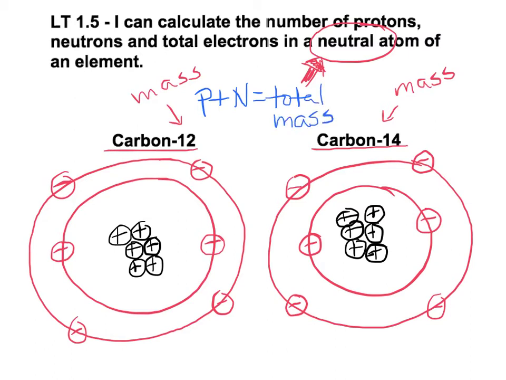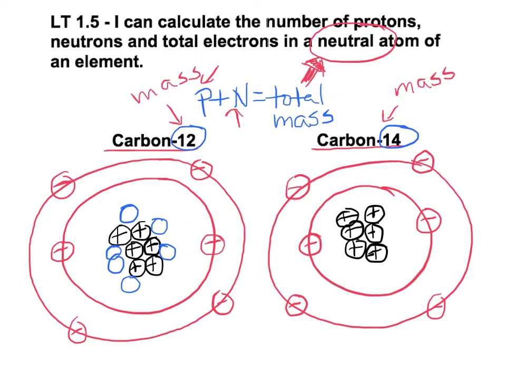So protons plus neutrons will give you my total mass. My total mass of carbon-12 is 12. My total mass of carbon-14 is 14. Okay, so I know my total mass, and I also know my number of protons. So I can deduce my number of neutrons. So let's look at carbon-12. Carbon-12 has a total mass of 12. 6 of those 12 AMUs are protons, because I have 6 protons. So in order to get a total mass of 12, I would need 6 neutrons. So I'm going to draw those in. So there's my 6 neutrons.